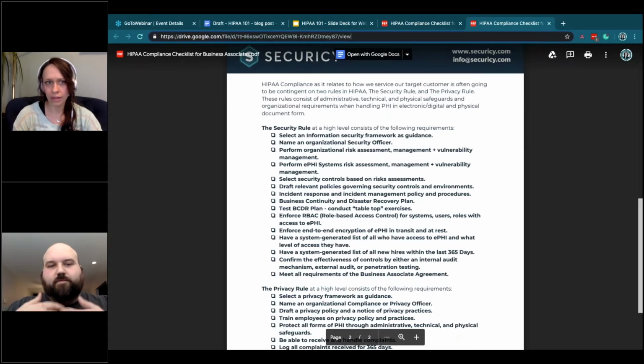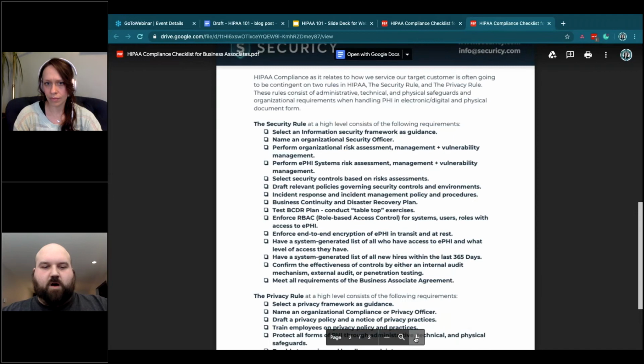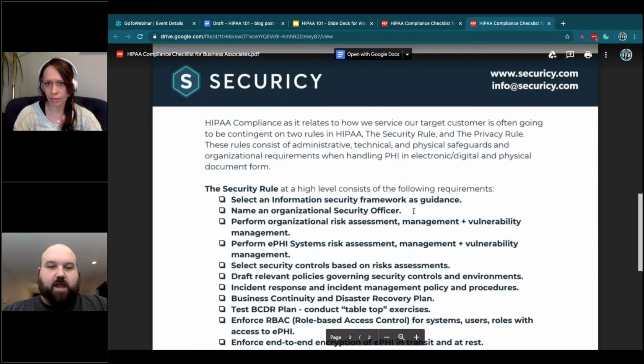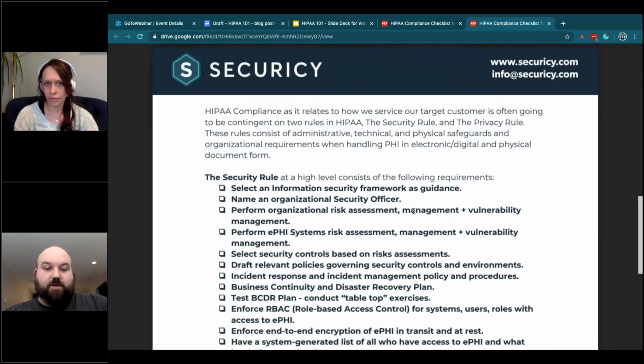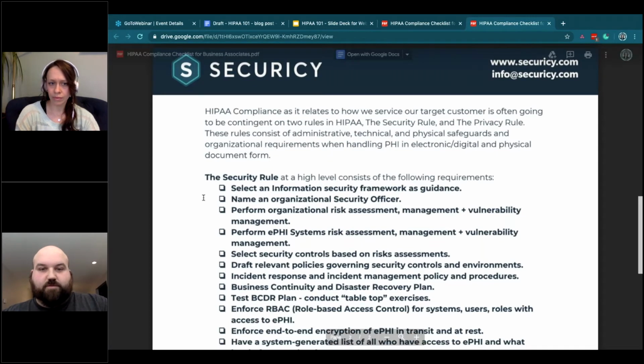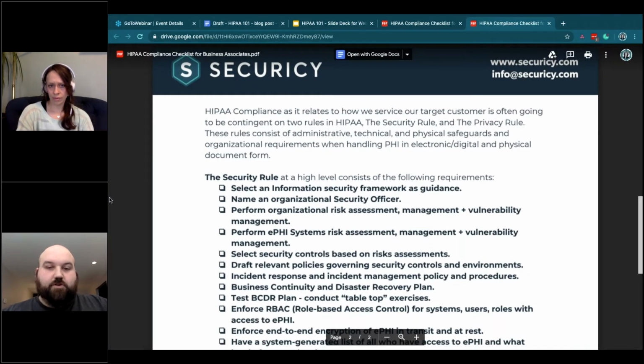Well, the compliance checklist is a list of things that have been specifically mandated in HIPAA from the top to the bottom. And really what you want to get out of this is that you should have an information security framework as guidance. You should have someone who is responsible for security in the organization. You should be conducting organizational risk assessments and selecting controls based on those risk assessments. And specifically for ePHI systems that house, handle and maintain ePHI, those also need risk assessments and need to select controls based on those.